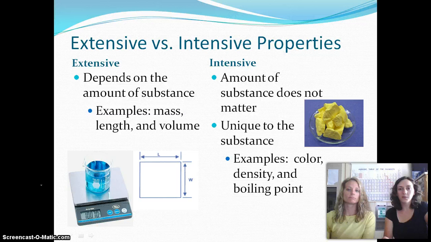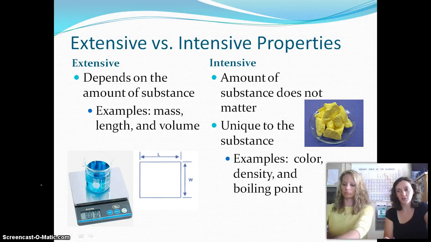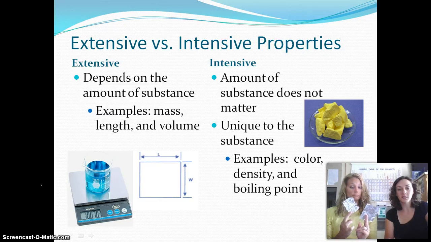Okay. When we're talking about physical properties, there are two different kinds, extensive and intensive properties. Extensive just depends on the amount of the substance. So these can change, even if you're dealing with the same thing. They can change depending on the amount of substance that you have.